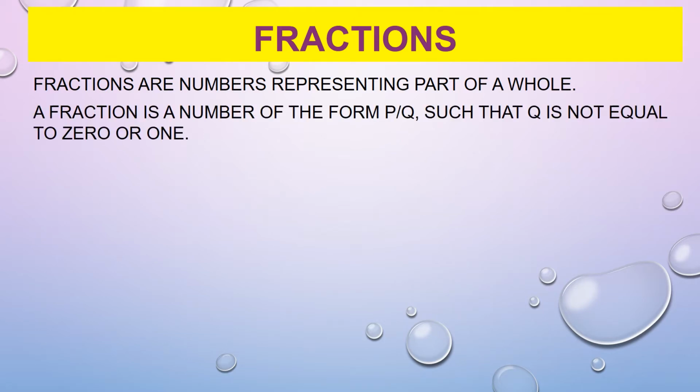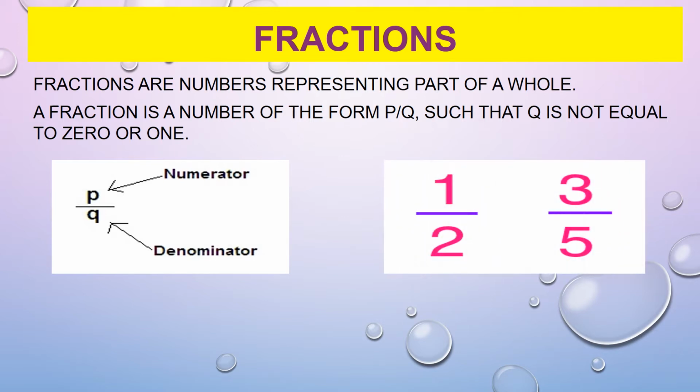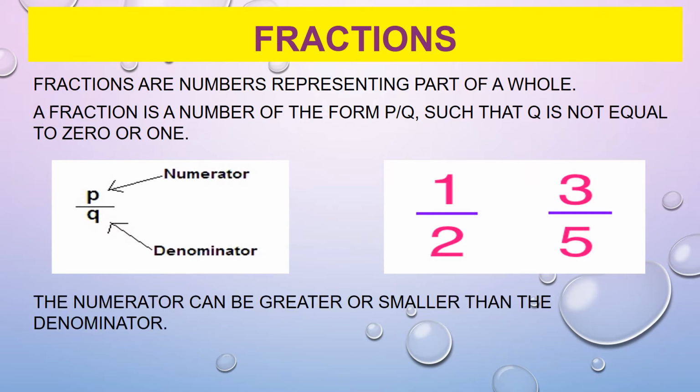A fraction is a number of the form p by q, such that q is not equal to 0 or 1. A number of the form p by q is called a fraction, where p is the numerator and q is the denominator. Some examples: 1 by 2, 3 by 5. The numerator can be greater or smaller than the denominator.